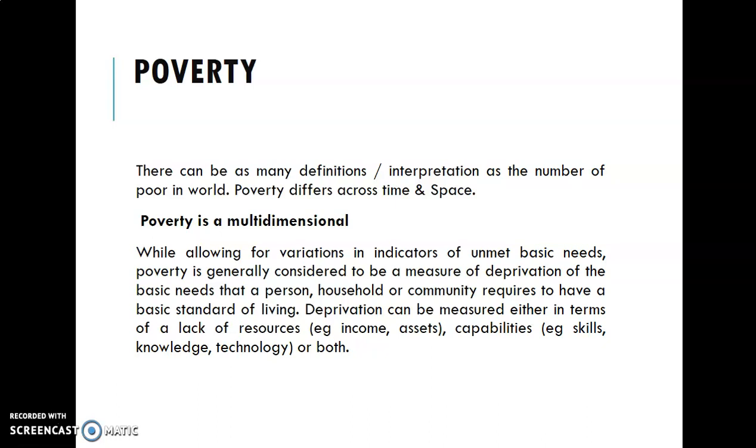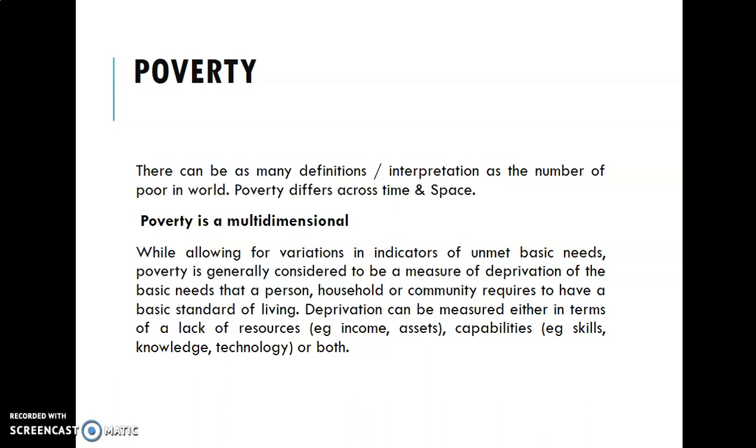So this inconsistency leads to concepts such as poverty, social exclusion and vulnerability being used interchangeably in development discourse. So again poverty is discussed as a multidimensional concept, so it can measure the deprivation mostly encountered by persons, households or communities.